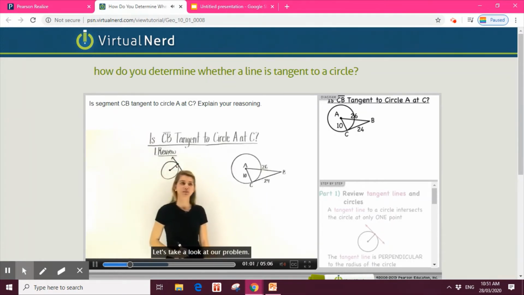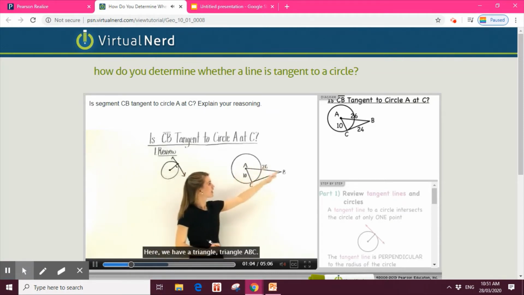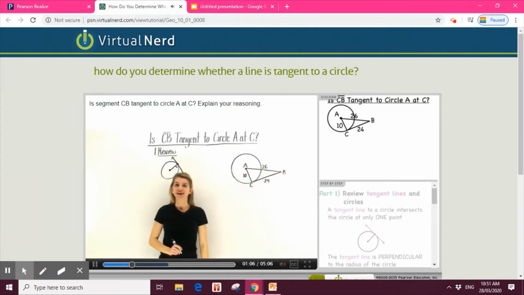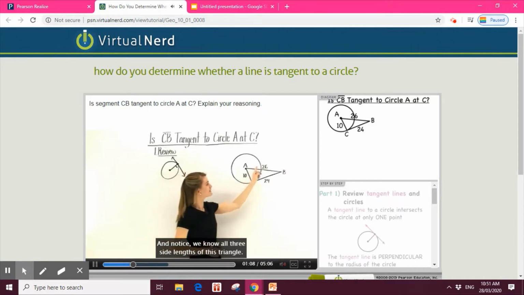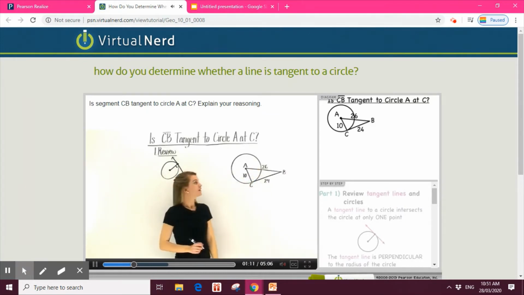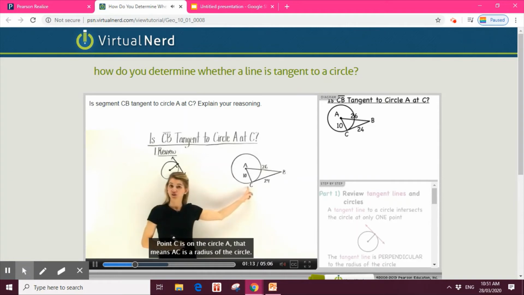So take a look at our problem. Here, we have a triangle ABC. And notice, we know all three side lengths of this triangle. Point C is on the circle A.